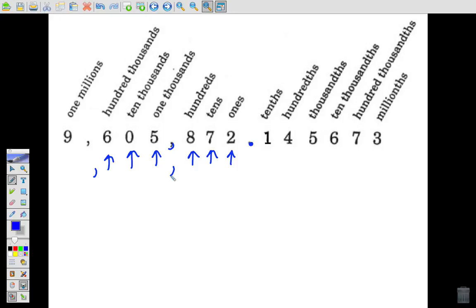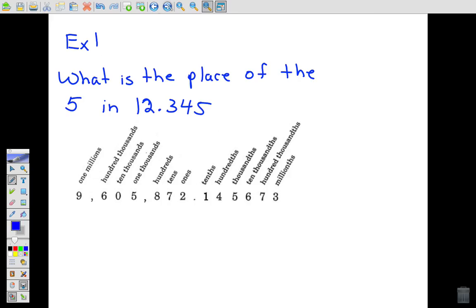Now, probably the biggest thing you need to remember is that to the right of the decimal point, all of these place values end in "ths." I'm going to highlight those. So the first place is the tenths place, the second place is the hundredths place. Then we have the thousandths, the ten-thousandths, the hundred-thousandths, and the millionths. Okay?